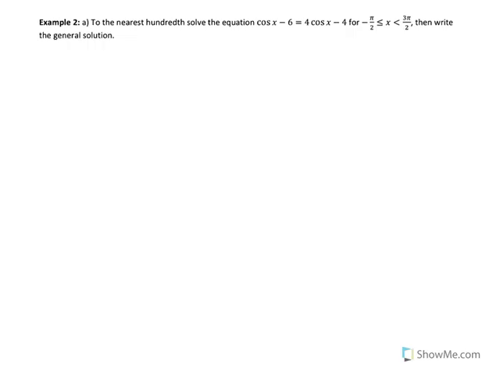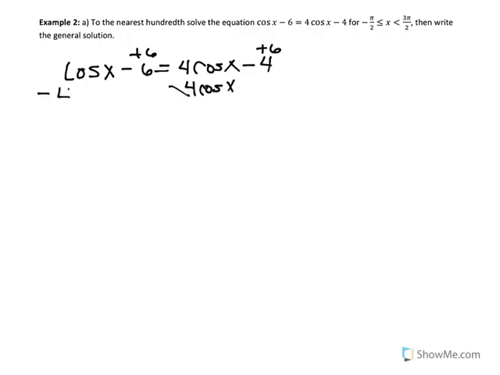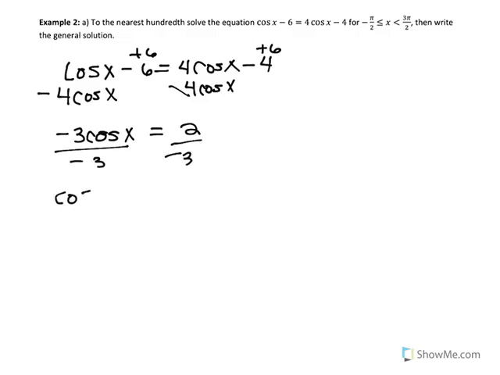Alright, example 2. To the nearest hundredth, solve the equation cos x minus 6 equals 4 cos x minus 4. So I'm going to write that out. Cos x minus 6 equals 4 cos x minus 4. So I'm going to put the numbers on one side and I'm going to subtract the cos to the other side. So I have negative 3 cos x is equal to 2. Negative 4 plus 6 is 2. And I'm going to divide by negative 3, so I have cos x equals negative 2 over 3.